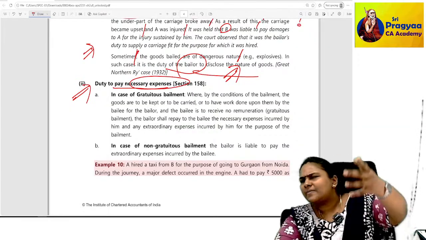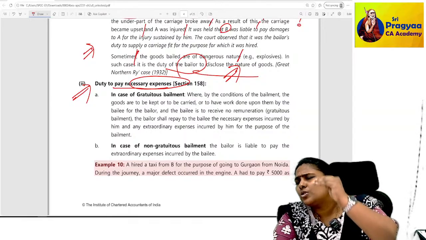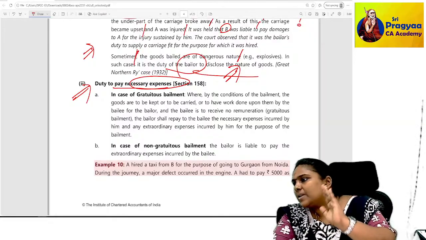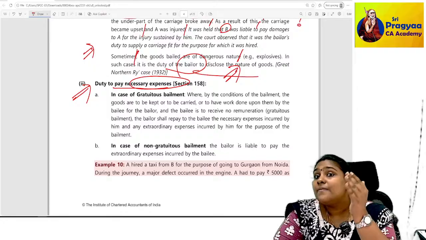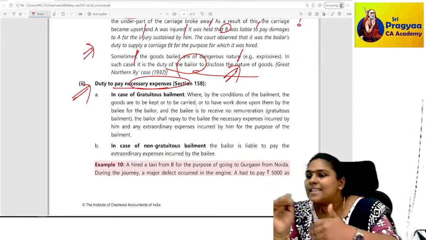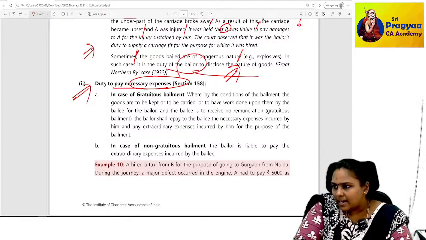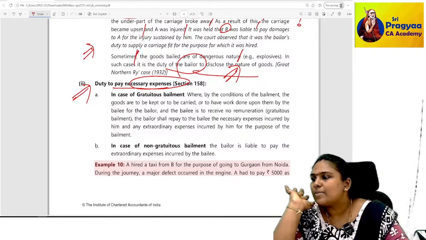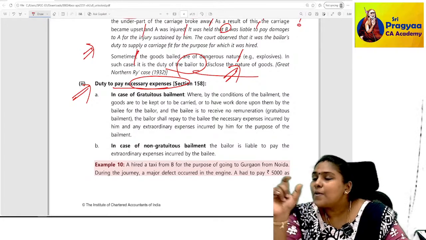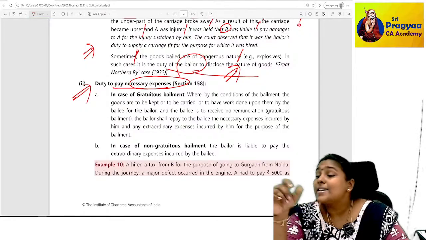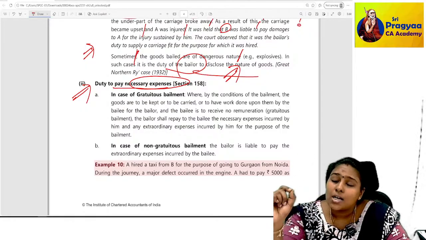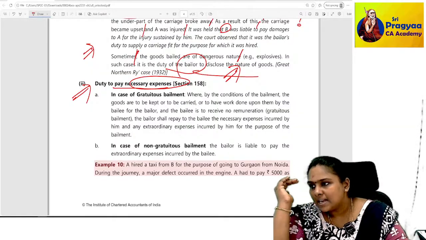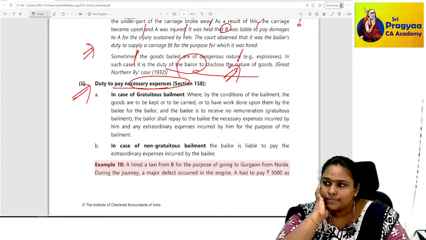Before that, let us refresh. In case of disclosure of faults in a gracious bailment, when will the bailor be asked to pay money? If at all he is aware of the fault, then only he will be asked to give the damage. If he is not aware of the fault, no payment, no damage is asked. Default in disclosure of the fact in case of a non-gracious bailment: whether or not he is aware, he will be asked to pay the damages. Doubt?